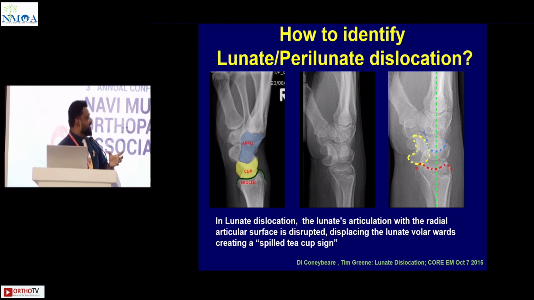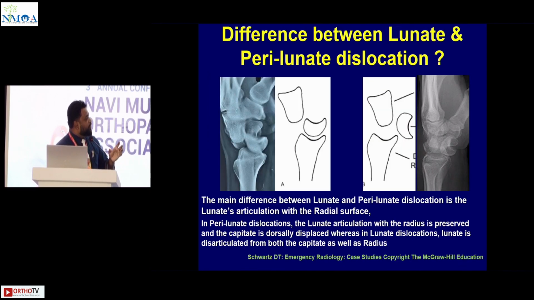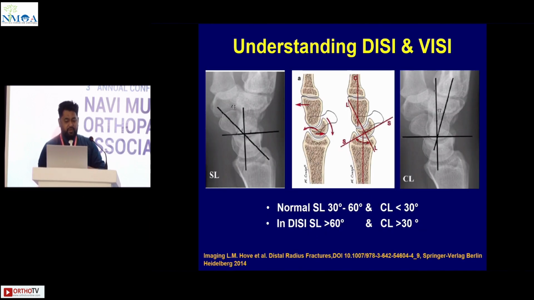So the difference between the lunate dislocation and the perilunate dislocation is that in lunate dislocation, the radial articular surface is disrupted, displacing the lunate volarward, creating the spilled teacup sign. And again, the main difference between the lunate and the perilunate is the lunate's articulation with the radial surface. If it is intact with the capitate being dislocated dorsally, it is called a perilunate dislocation. And when the lunate comes out of the articular surface of the radius, it is called a lunate dislocation.